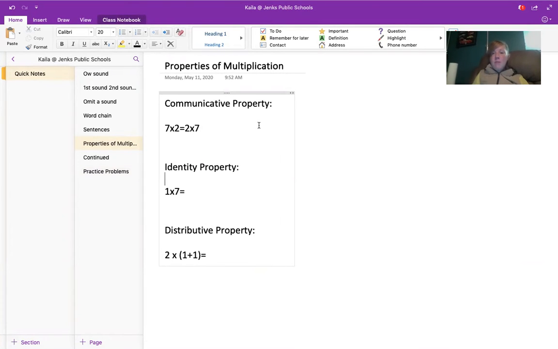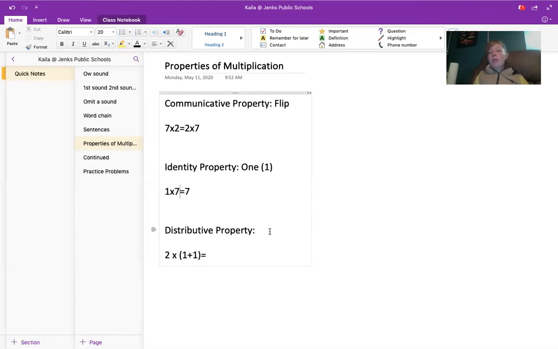Identity property is a little bit different than addition, because remember, identity property with addition is 0, because you're adding 0. Well, identity property with multiplication isn't 0, it's 1. You multiply 1 times a number to get that number. So 1 times 7 will show me 7. Because remember, you're trying to equal the number that is in the problem. So 1 times 7 equals 7. I'm trying to get 7. So identity property for multiplication, our keyword is 1.